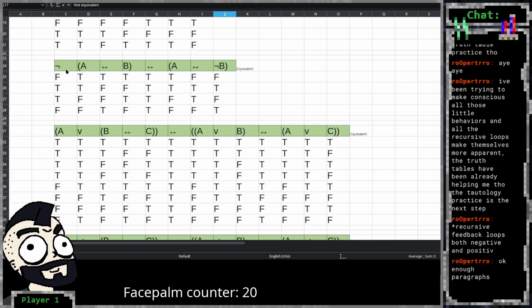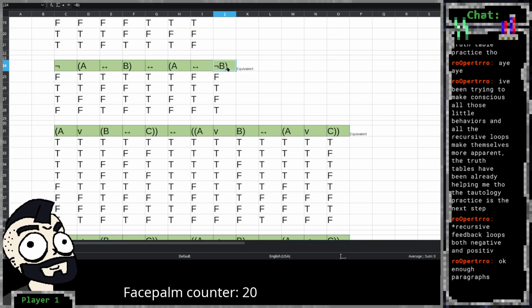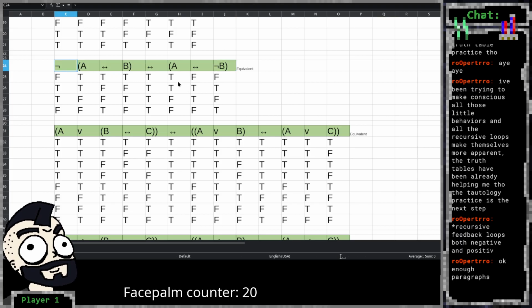Okay, so not A if and only if B is the same as A if and only if not B. Yes, intuitively this will be valid. Because what does the negation do? It inverts.